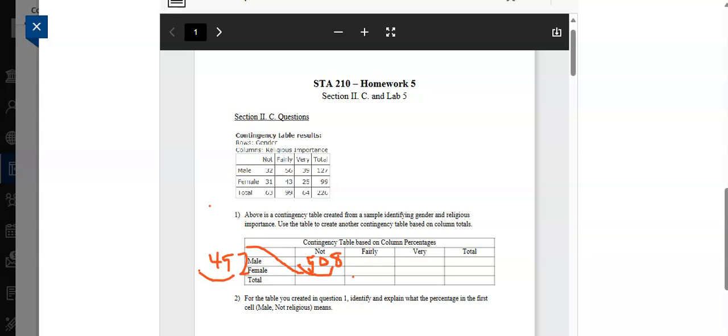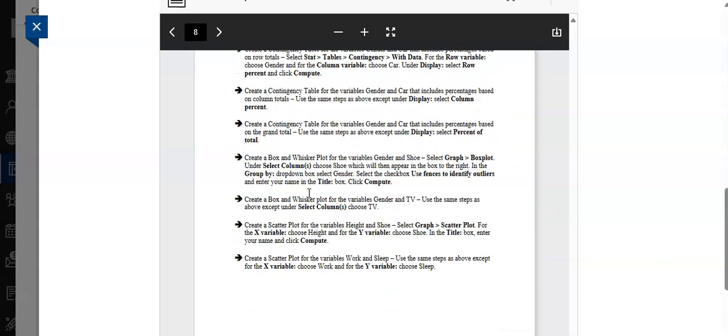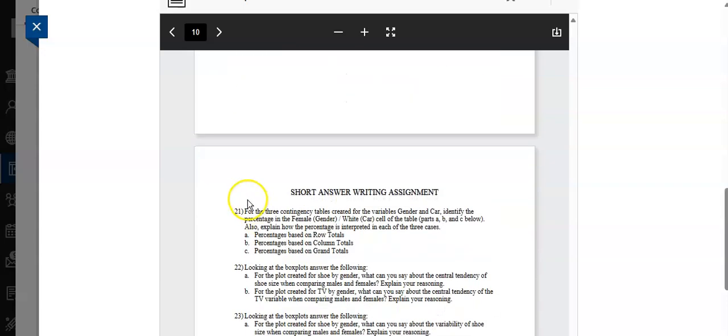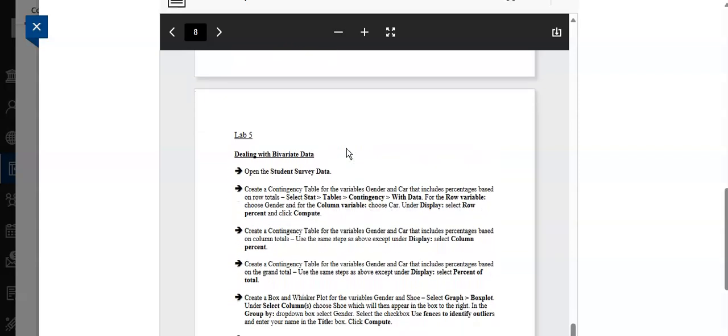Okay, so for 21, we need to follow the directions for the lab in order to answer this first question. So I'm going to go back up here and we're going to create a contingency table using Stat, Tables, Contingency, with data, with a row variable of gender and a column variable of car, and we're going to select row percent and click compute. So I'm going to go to StatCrunch.